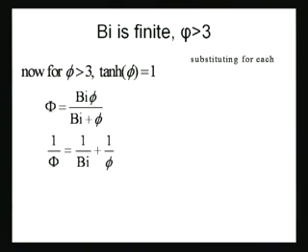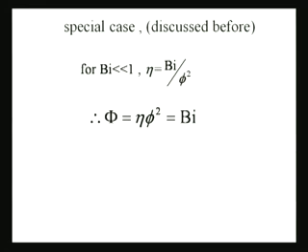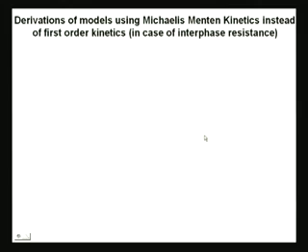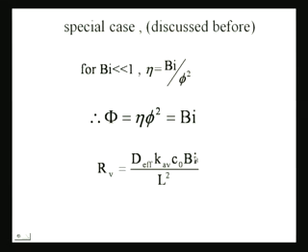Clear? So, let us go quick. If that is the case, then big phi, that is the observed Thiele modulus, which is eta times phi squared, is simply the Biot number. Which means what? Which means that it is only limited by the external mass transfer coefficient. The observed Thiele modulus is independent of the internal reaction, and it is only dependent on the external mass transfer. So the Rv that we are trying to find out over here is D effective K Av C naught Biot number over L squared.